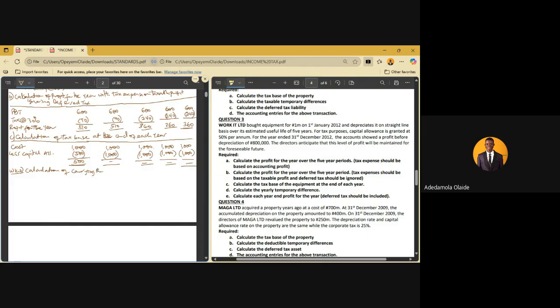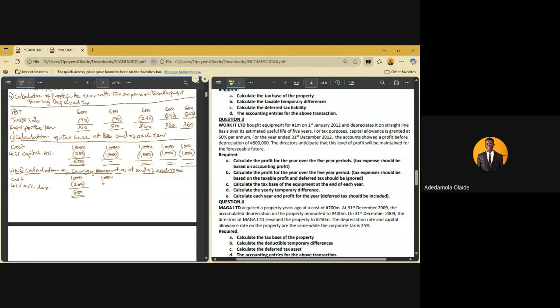Calculation of carrying amount as at end of each year. We have cost less accumulated depreciation. Cost is how much? 1 million. Accumulated depreciation in the first year will be 200. That will make carrying amount to be 800.